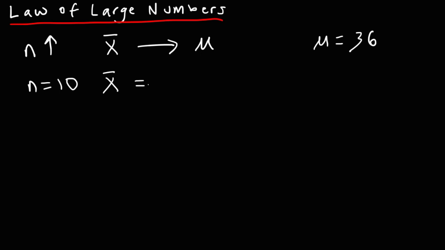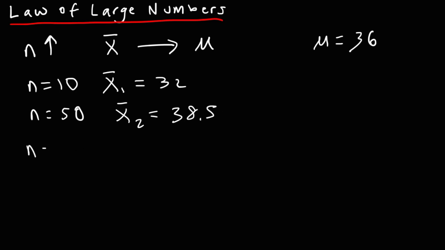So let's say you get 32. For the next sample, let's say you ask 50 people for their age, and you calculate the mean of that sample. Let's call this sample 2. Let's say you get 38.5 as the average age. Next, in your third sample, you average the ages of 100 individuals. Your answer will get closer to the true answer. So let's say this one will be 35.3.